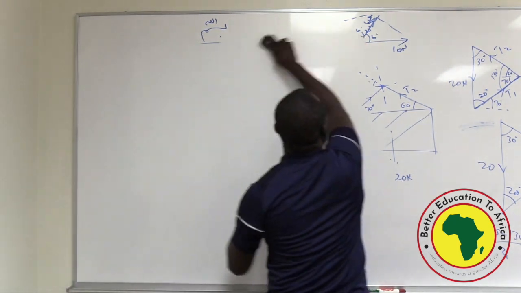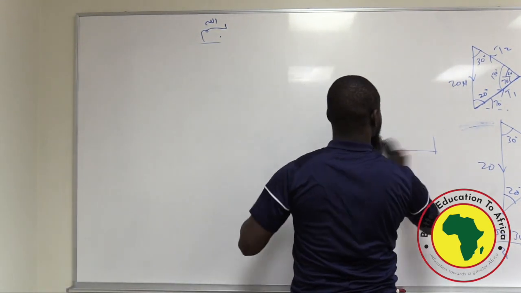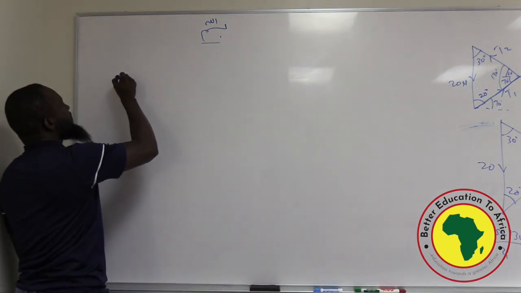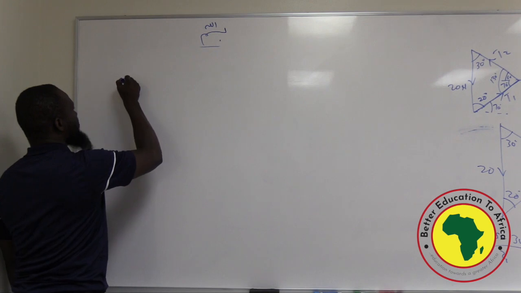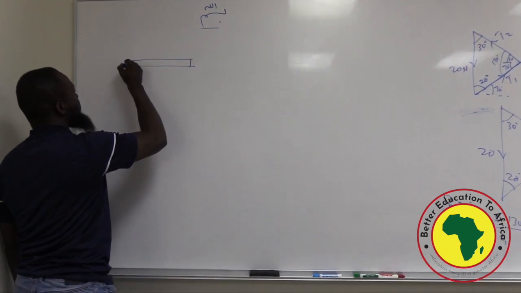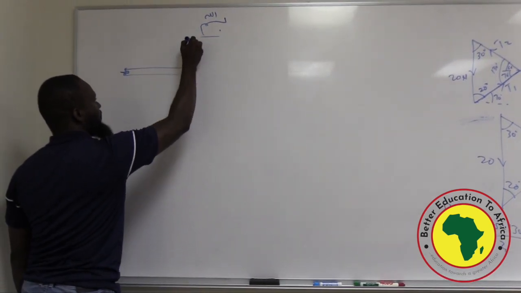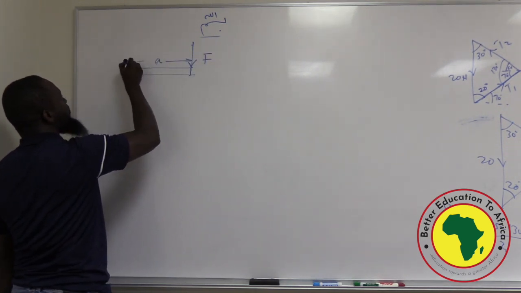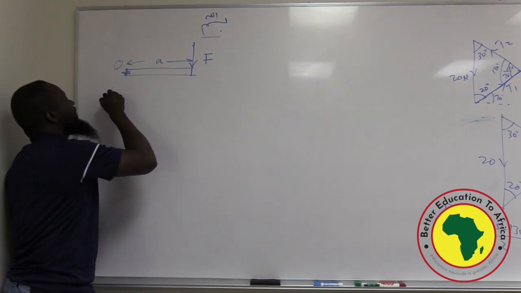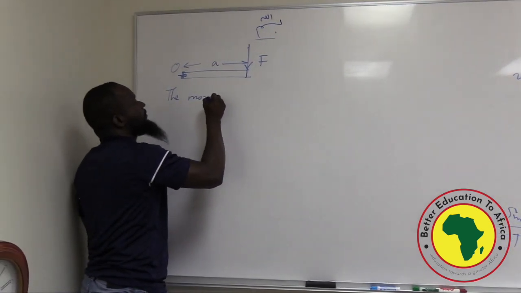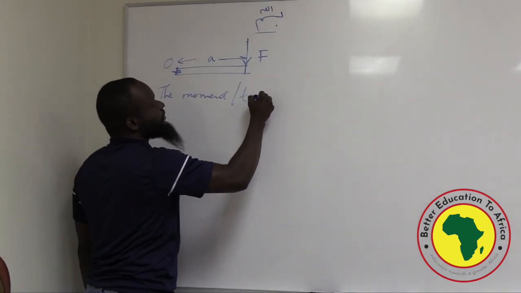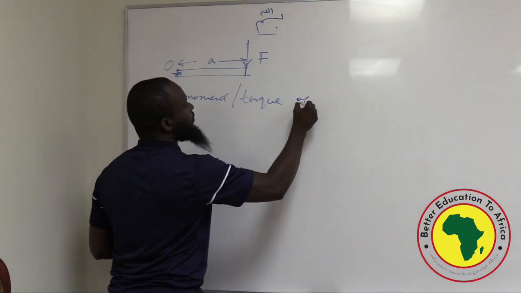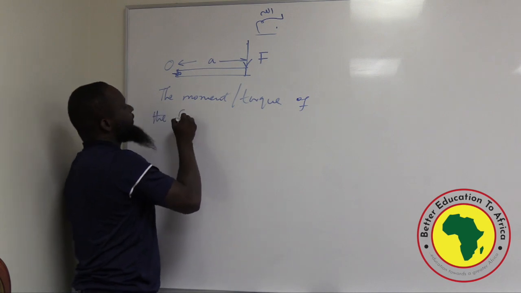Alright, so what do we mean by the moment of a force? The moment of a force acting at a point: if I have a point, and I have a force acting at some distance from that point, okay? So I have a force F acting here at a distance A from this point I call O. So we say the moment, also known as the torque, of the force F.